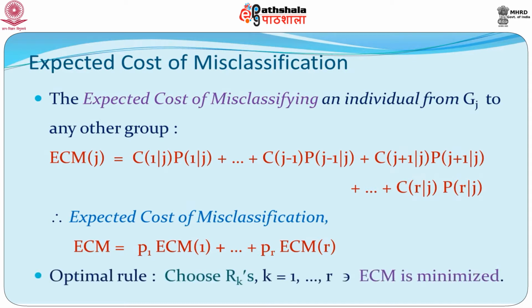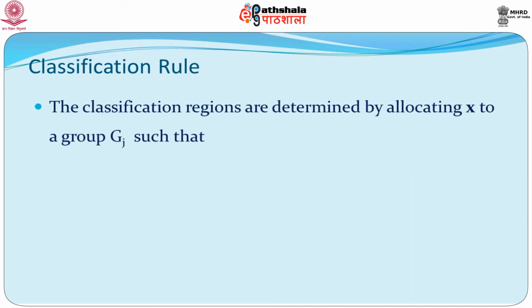Then the optimal rule is to choose the regions R_k such that the ECM is minimized. So, we want the expected cost of misclassification to be as small as possible. Now, for the classification rule, the region is determined by allocating x to a group G_j such that the sum of p_k f_k(x) c(k given j), summed over k up to r except for j, is minimized. This can be mathematically shown and you will see that in the text.